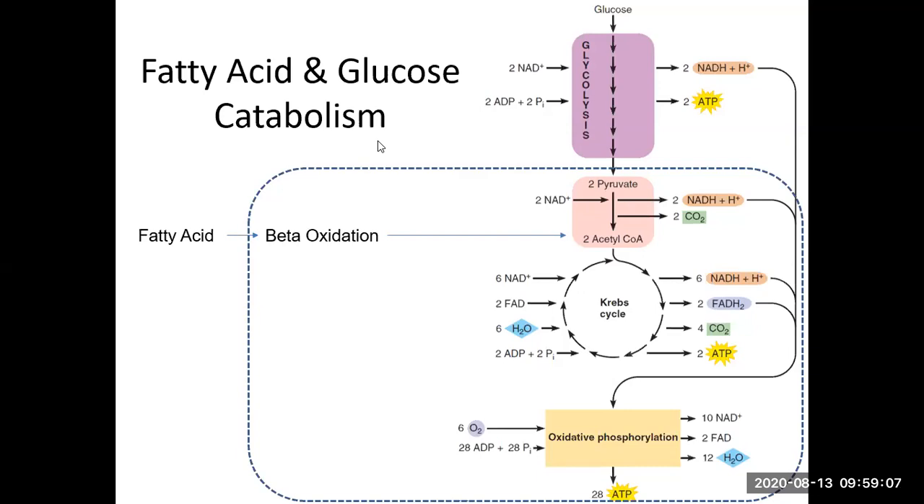Not just glucose, we can also use fat. Fat can enter into the mitochondria through the beta oxidation. Beta oxidation will convert the fatty acid, that's the monomer of the triglyceride, into the acetylcholine. Acetylcholine then enters into the citric acid cycle, produces NADH and FADH2. And the NADH, FADH2 will go to the electron transport chain to donate its hydrogen, and the gradient will push through the inner membrane and cause this oxidative phosphorylation to generate a lot of ATP.